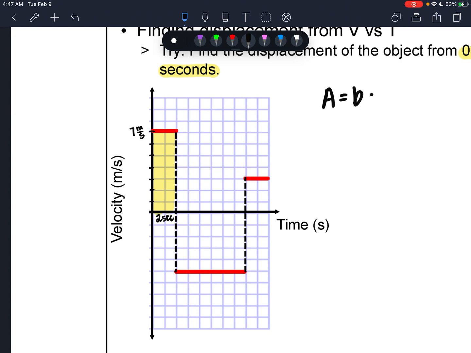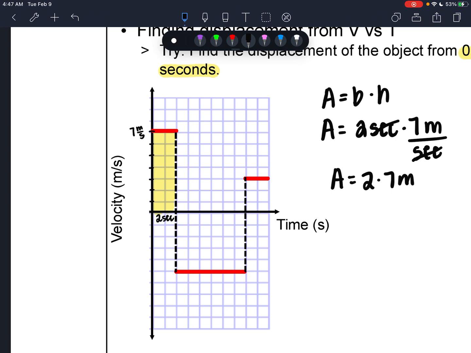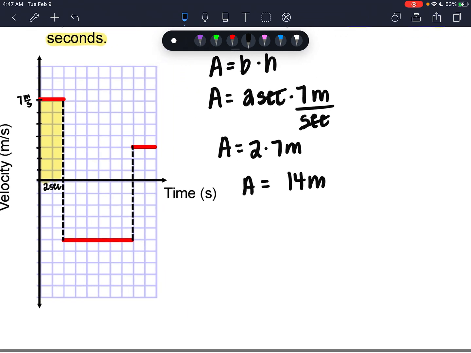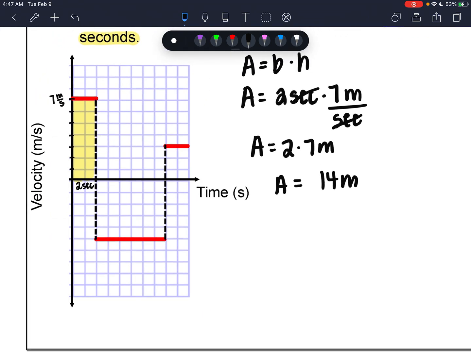To find my area, I'm going to do base times height. And I just found that my base is 2 seconds and my height is 7 meters per second. My seconds cancel out. And my area is 2 times 7 meters, which is just 14 meters. This is a positive 14 meters because my velocity is positive, so it's going in the positive direction. So of course, I should have a positive displacement.